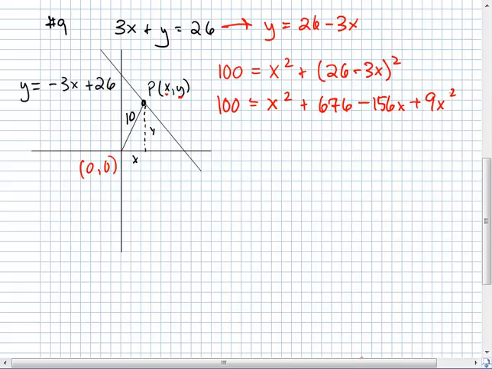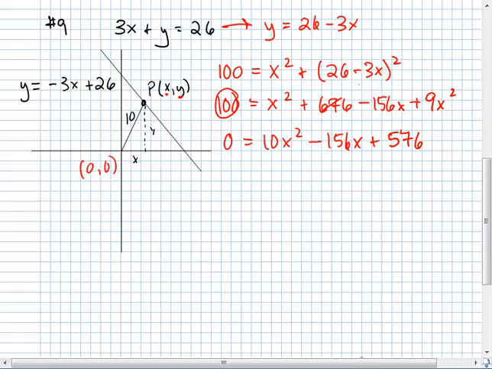Now I'm going to move everything over to the right side, where the x squared is positive. So that gives me 0 equals 10x squared minus 156x plus 670. Oh, sorry, I subtracted 100 from both sides, so that should make it 576.